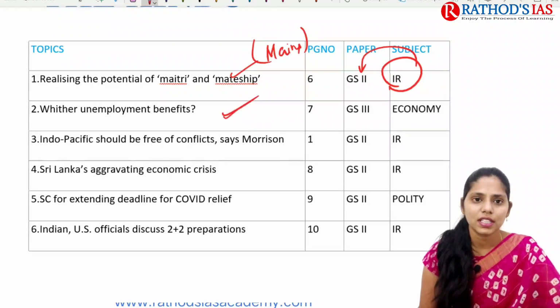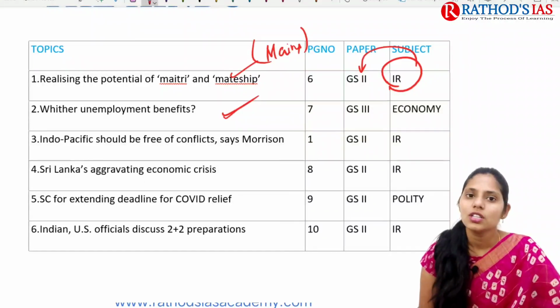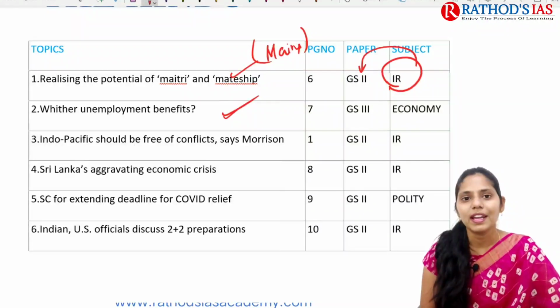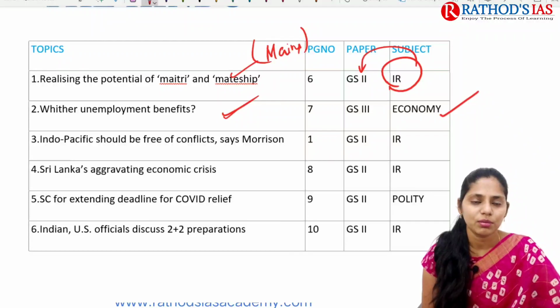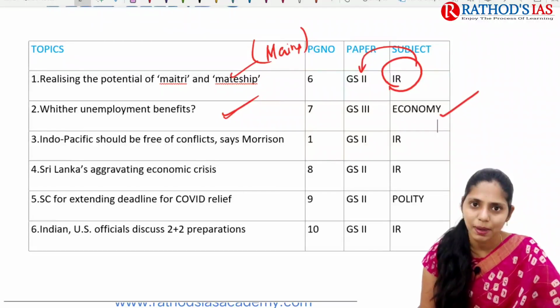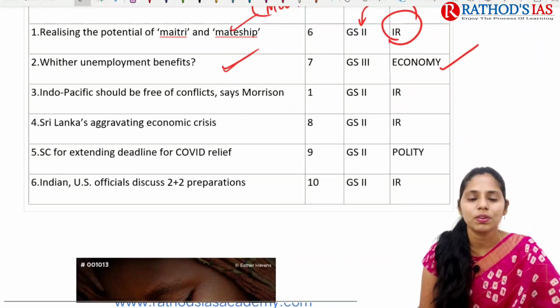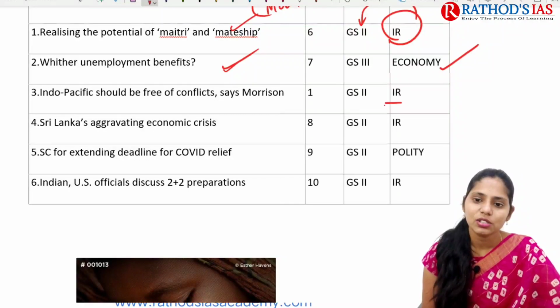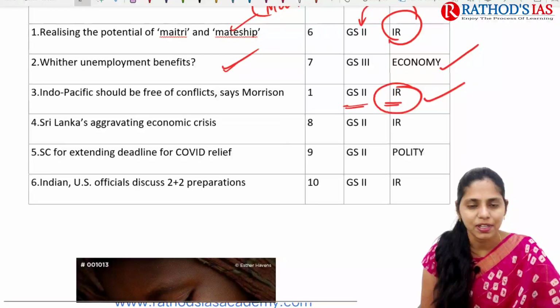And next topic is regarding wider unemployment benefits. This article is mainly focusing on unemployment in India. What are the schemes mainly related to this unemployment and how is the performance of the scheme? This topic is important from your economy, which mainly comes under GS paper 2. And next topic is regarding the Indo-Pacific should be free of conflicts, which was mainly said by Morrison. Again, this topic is important from your international relations, which mainly comes under GS paper 2.